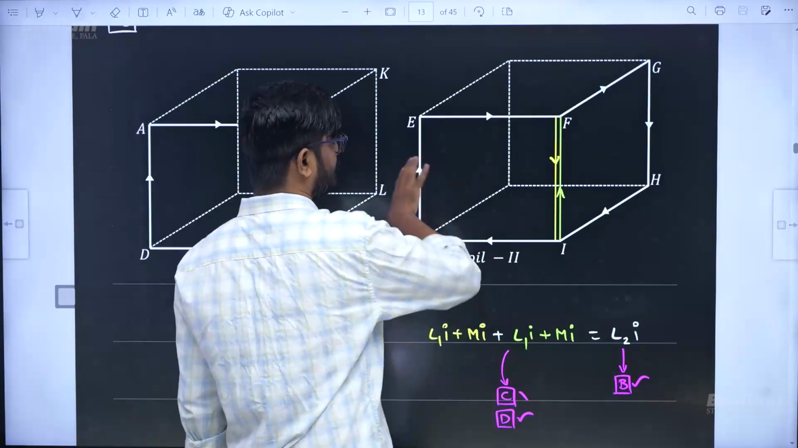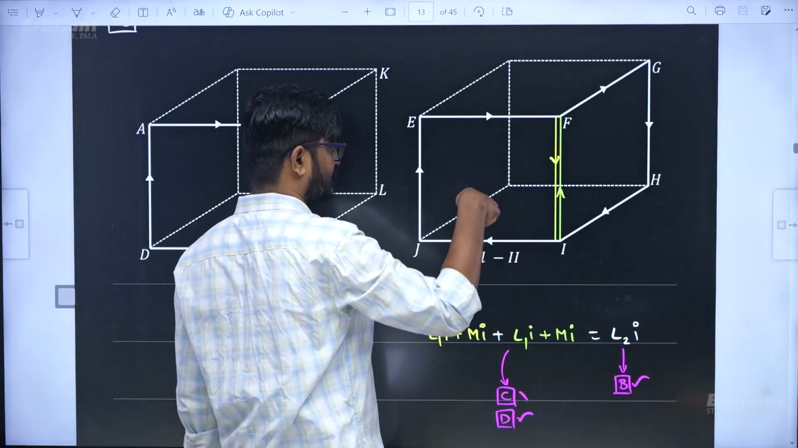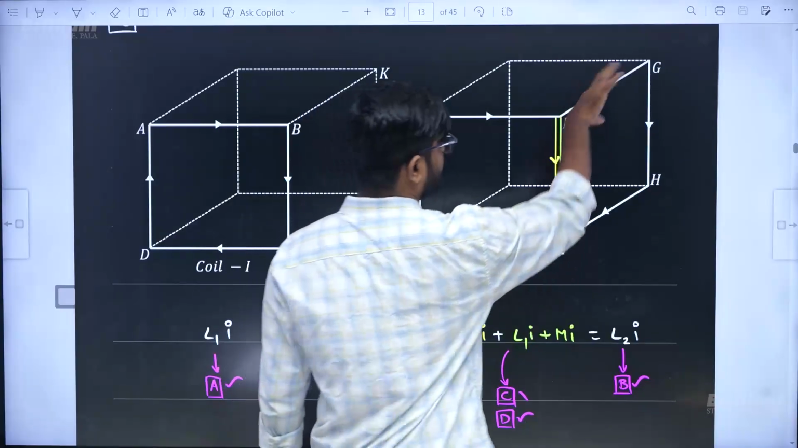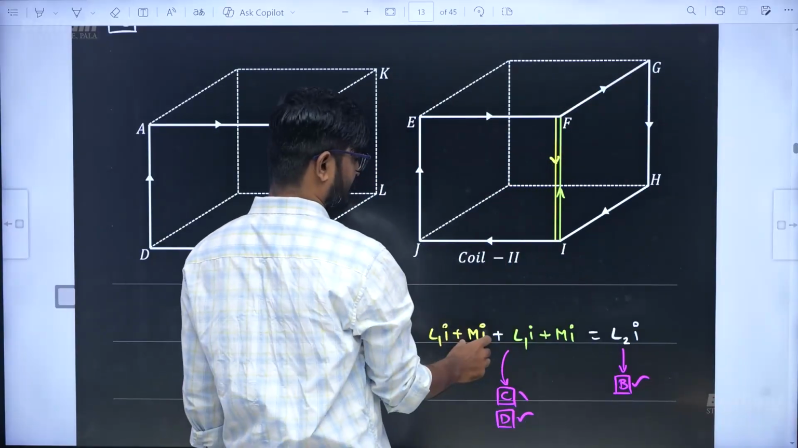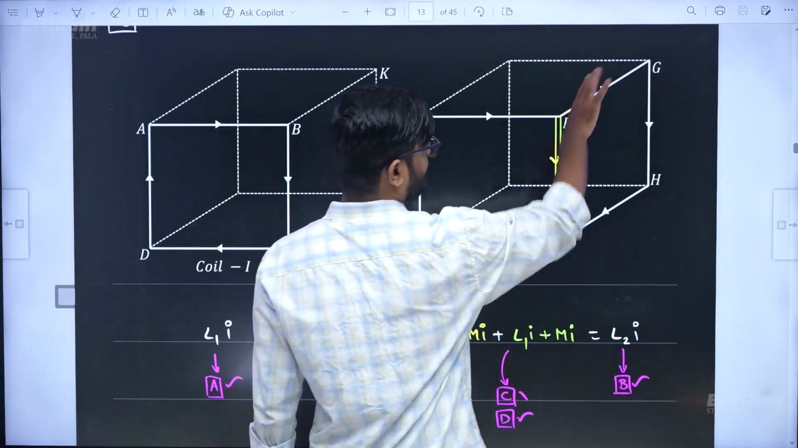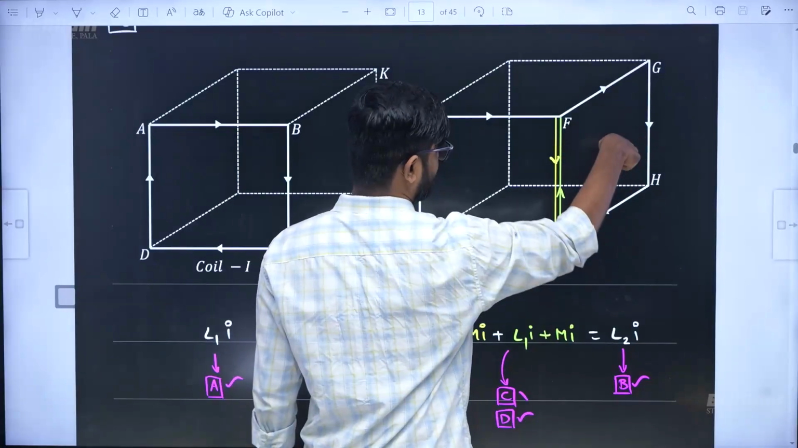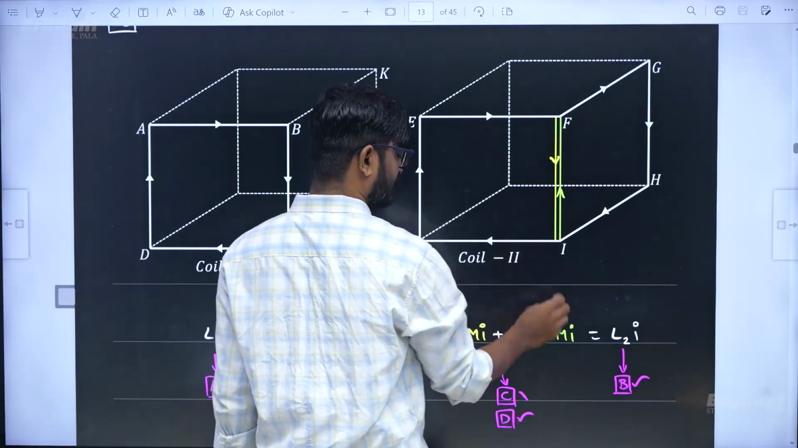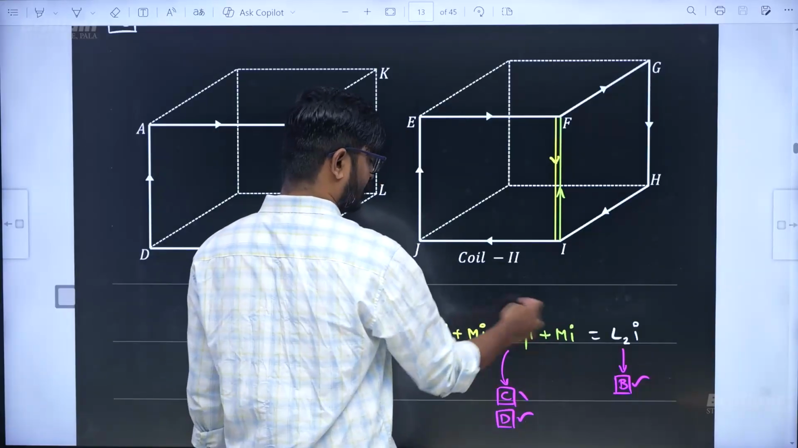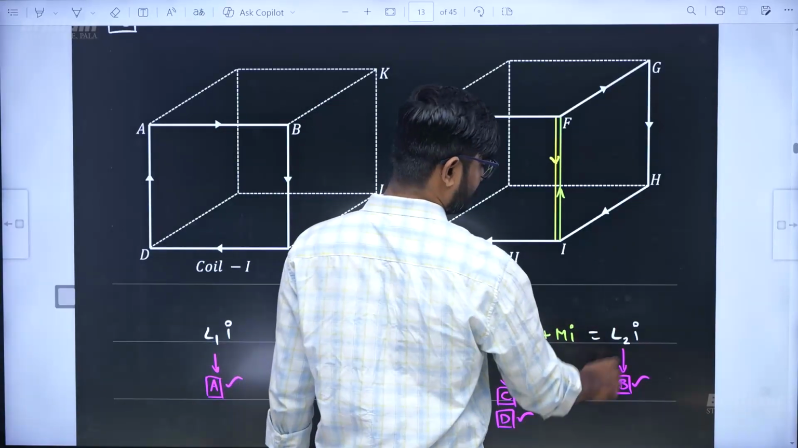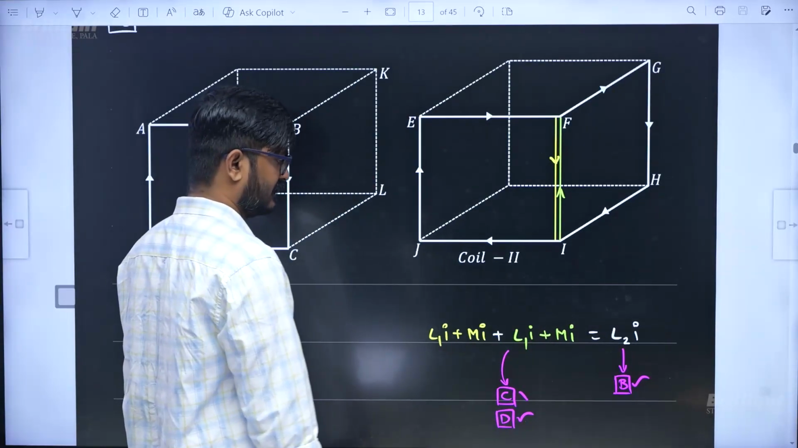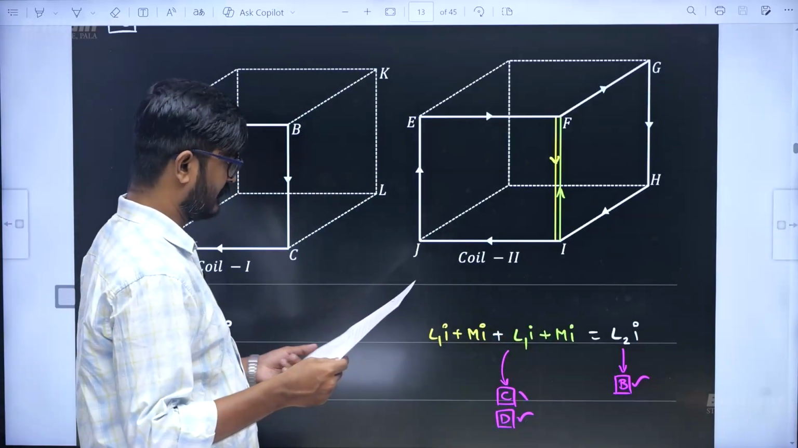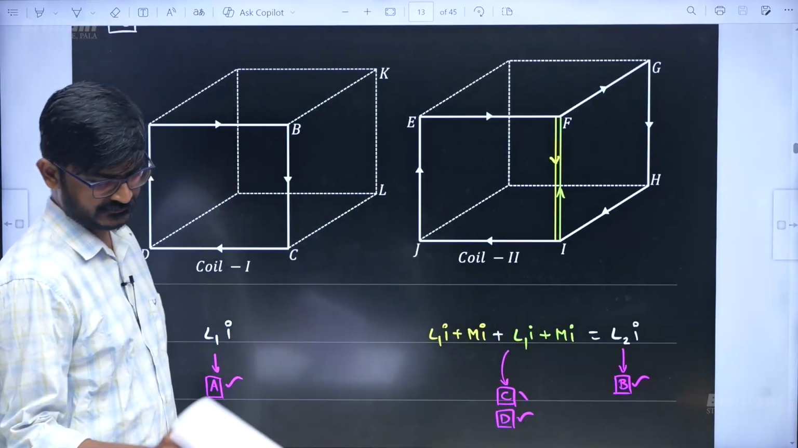Now if current is passing through this, then the flux through this because of its own current will be L1 into I. Because of this current, there will be flux in this, which is M into I. Similarly, flux because of this current in itself is going to be L into I, because flux on this because of this is going to be the same M into I. But we already concluded this was L2 into I according to the question. So they were asking what is the value of M into I. M into I is going to be option D.